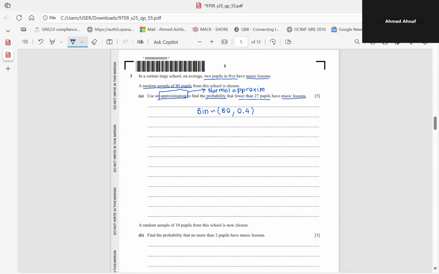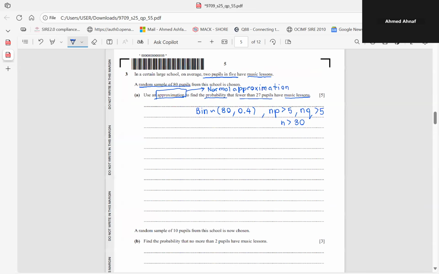In order to do that, we first have to see if they meet our conditions. The conditions to use this approximation are that np should be more than 5, nq, where q is the probability of failure, should also be more than 5, and n should be more than 30. So let's check these quickly. 80 times 0.4 is 32, and 80 times 0.6 is 48. Clearly both of these are way more than 5, so we can use this approximation.